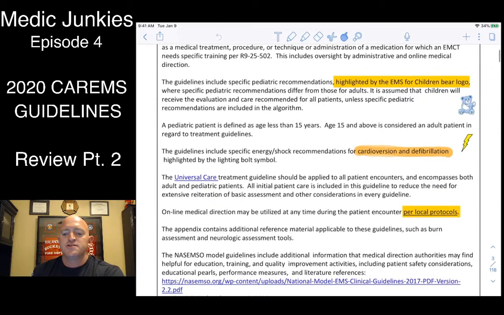Within these protocols, you're going to see this little teddy bear there. That teddy bear is going to represent anything pediatric, okay? If you see a lightning bolt, that's going to represent electricity like cardioversion, pacing, defibrillating.